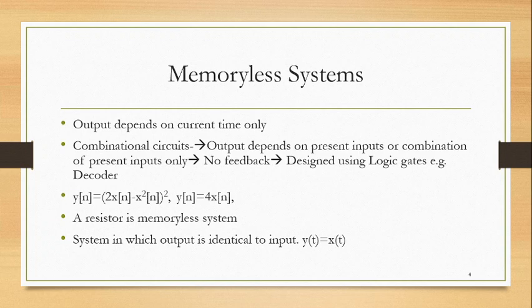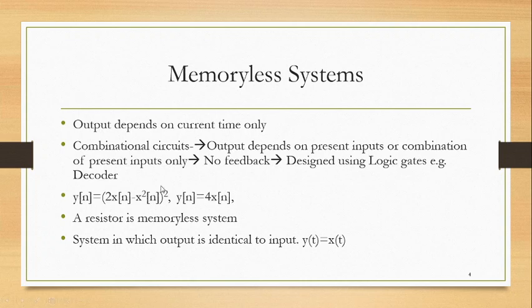The first property is memoryless system. Memoryless systems are systems in which the output depends on the current input only. It does not depend on the past input. A typical example is combinational circuits. Combinational circuits are designed using logic gates, using AND or NAND gates, etc. In these systems, output depends on the present input only, or the combination of present inputs only. The output does not depend on the past input. So combinational circuits are an example of memoryless systems.